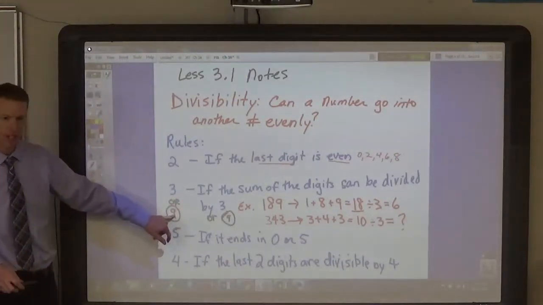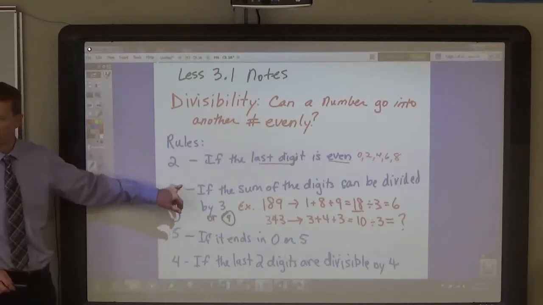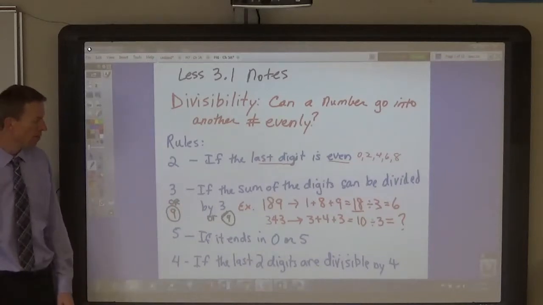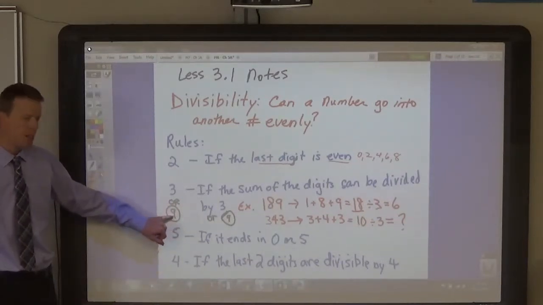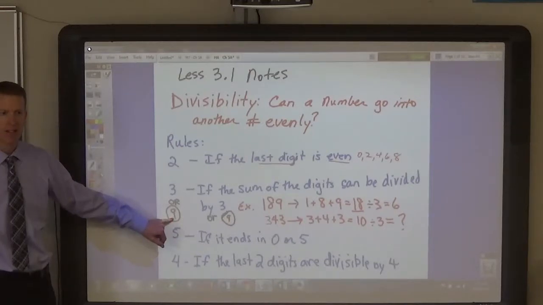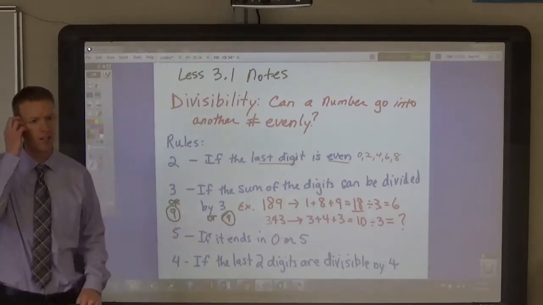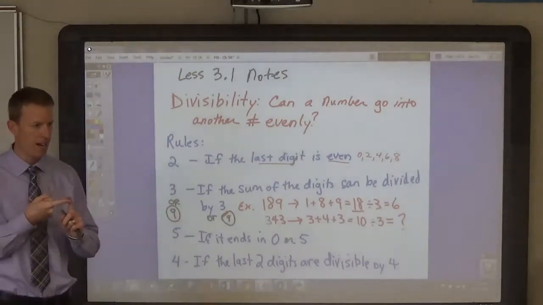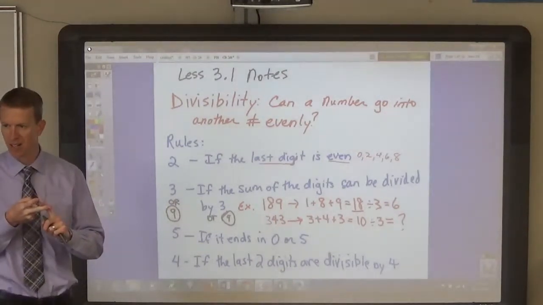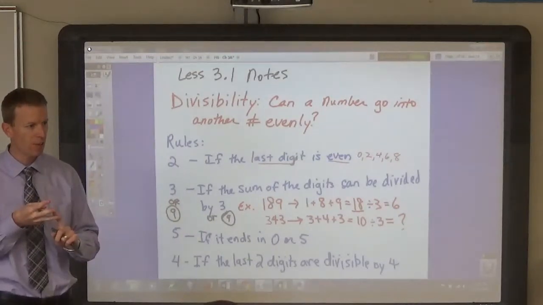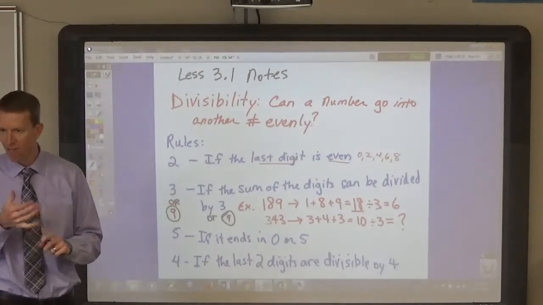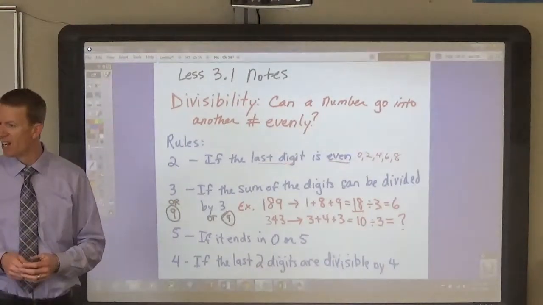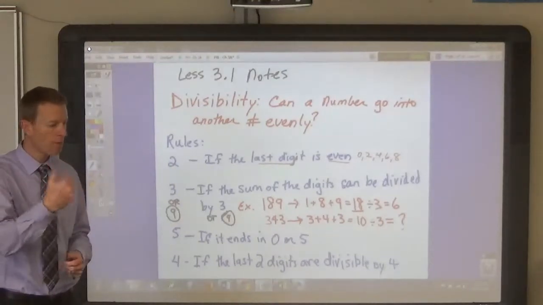Okay? How about, let's go to 9 because 9 and 3 are very similar. The same rule applies for 9. If the sum of the digits is divisible by 9, then the number is divisible by 9. Think about the multiples of 9 that you know. 9, 18, 27, 36, 45, 54, 63. All of those that you've memorized.